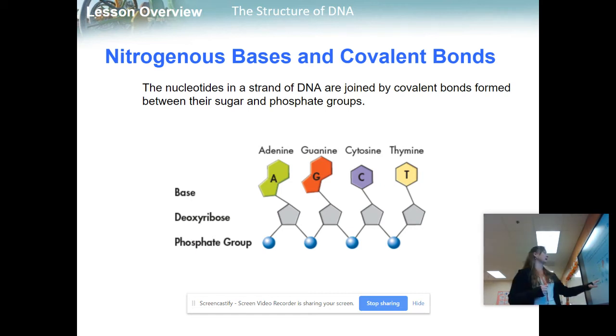Covalent bonds are really strong. So a covalent bond is linking all of these right there at that sugar phosphate group. This bond is the one that we're talking about, which is the one that's right in between each nucleotide. That one, that one, that one. It's what's really holding your DNA together.